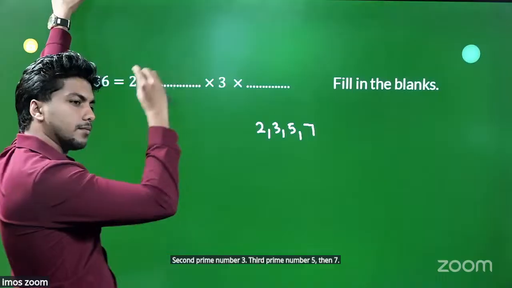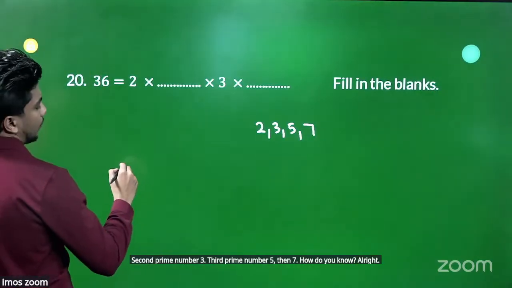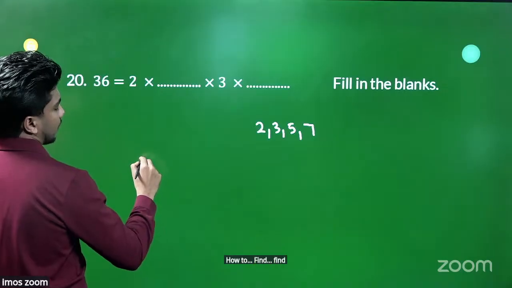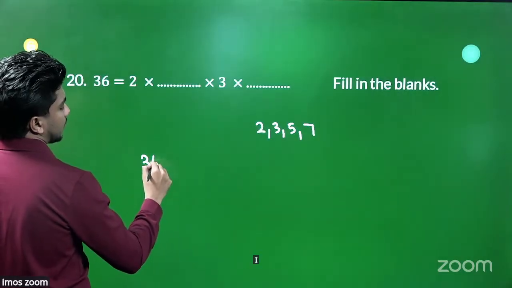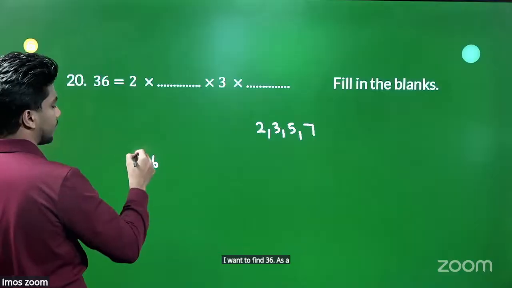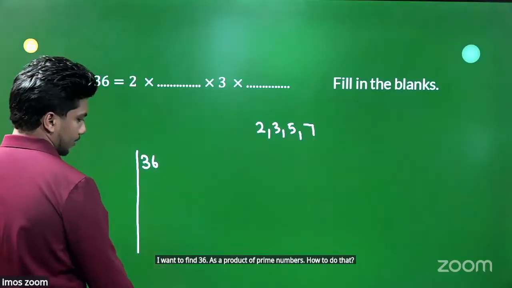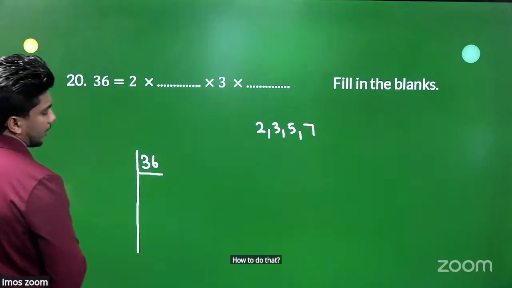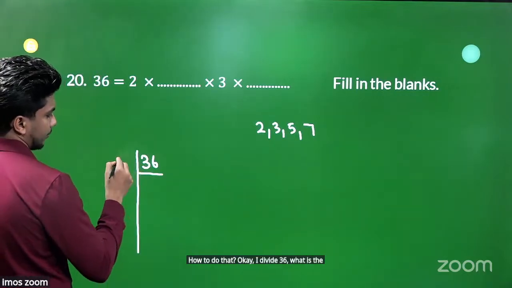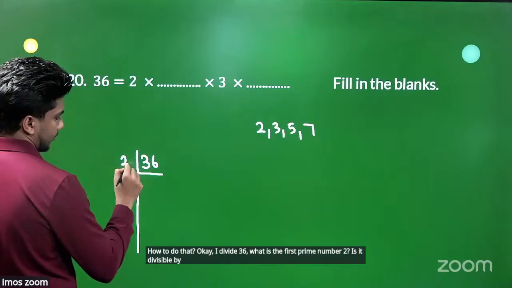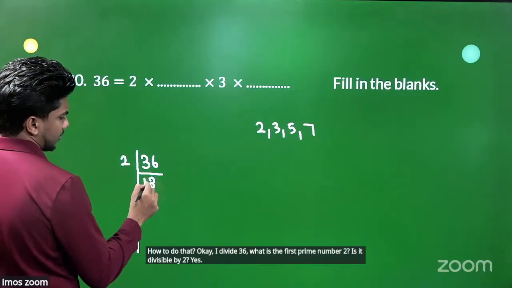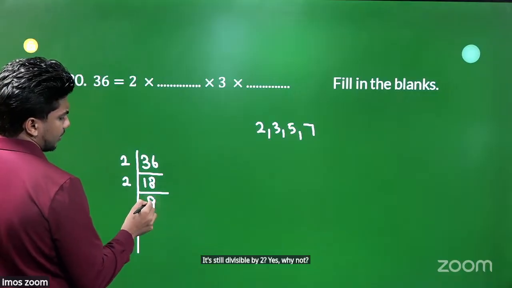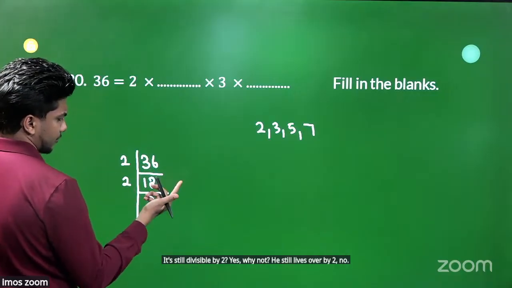How do we find it? I want to find 36 as a product of prime numbers. How to do that? Okay, I divide 36. What is the first prime number? 2. Is it divisible by 2? Yes. Is it still divisible by 2? Yes. Is it still divisible by 2? No. Go to the next prime number 3.